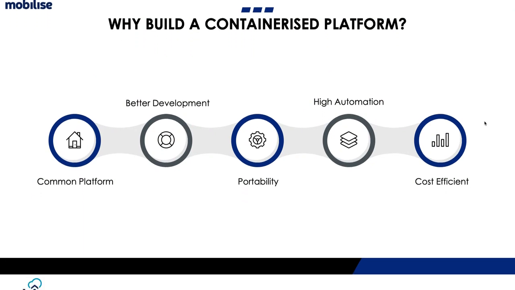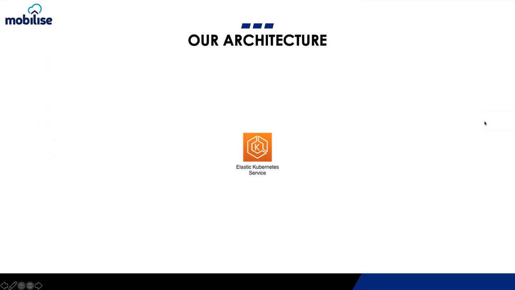Okay, so let's take a look at our architecture. What we have deployed here is the Elastic Kubernetes Service on AWS. As I've mentioned, there are similar services on other cloud providers. However, we'll be focusing on AWS for this webinar. So you might think, well, we've deployed the service, that's it, job done. But there's a lot more to it than that.